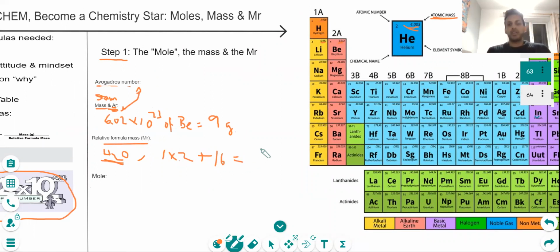And by the way, there is a little bit of maths involved in chemistry, so do let me know if you need any help with that. I'd be very, very happy to help with that as well. But just assuming that you know how to calculate this: 1 times 2 is 2 plus 16 is 18. So the relative formula mass of H2O will be 18 grams.